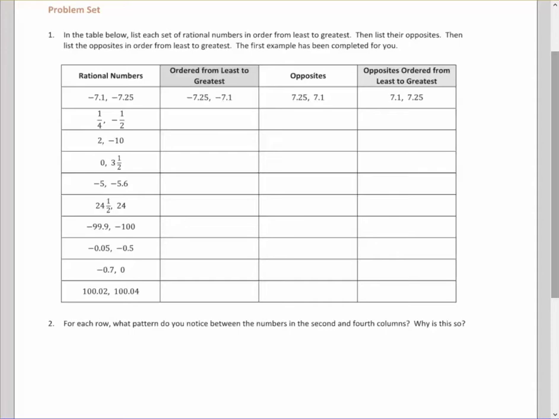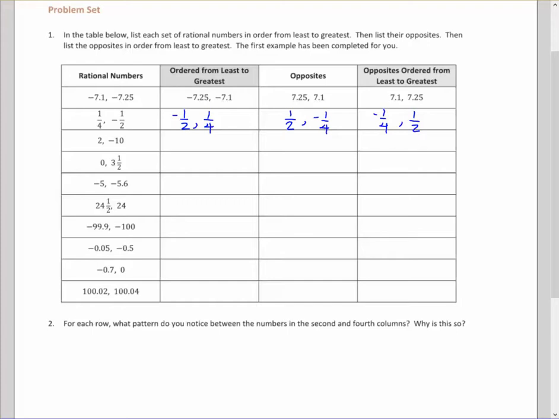And you should have noticed a pattern as you did this. So least to greatest, in this case, this is a negative number, negative 1/2, that is smaller than negative 1/4. The opposite, so a positive 1/2 would be the opposite of a negative 1/2, right? And a negative 1/4 would be the opposite of a positive 1/4. So now I'm going to look at these two numbers and list them from least to greatest. So negative 1/4 and then 1/2.